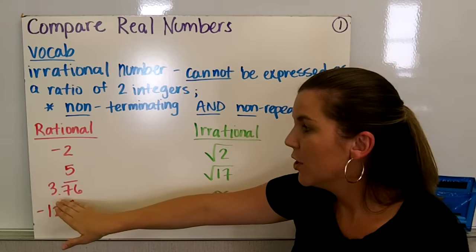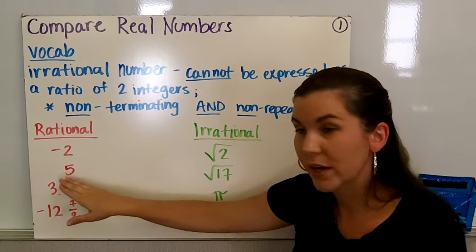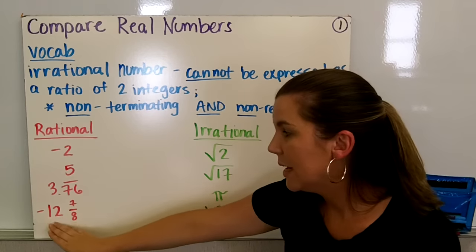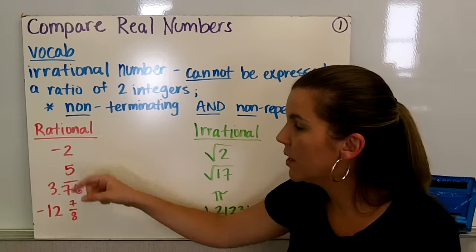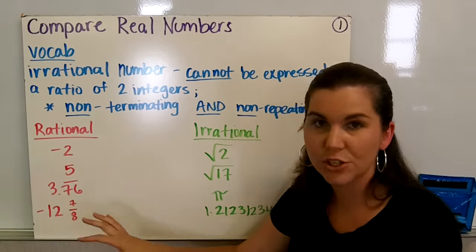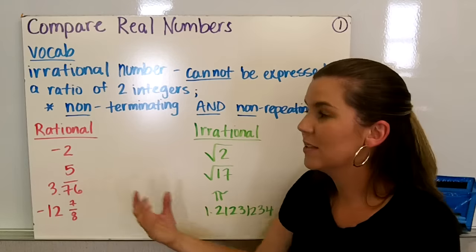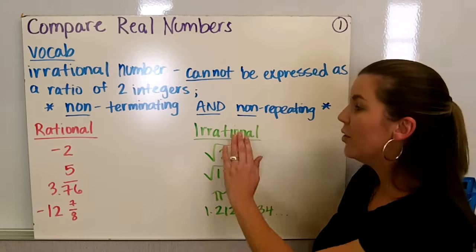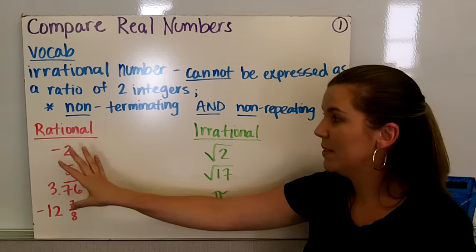-2, 5, 3.76, where the 7 and 6 are both repeating, -12 and 7/8. So it could be a decimal, a fraction, positive, negative, whole, an integer, natural. We've talked about the several different kinds of rational numbers. Irrational numbers, remember, are the opposite of these.